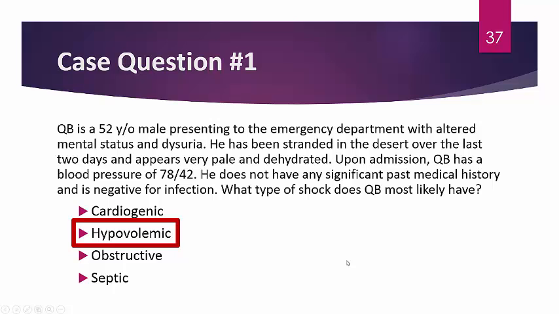The answer here is hypovolemic shock due to his dehydration and his history of being in the desert over the last couple of days. He doesn't have cardiogenic shock, which we'll learn a little bit more about whenever we talk about decompensated heart failure, since he doesn't have any past medical history for heart failure, and we don't have any cardiac output or cardiac index data on him. He doesn't have obstructive shock because he doesn't have any type of obstruction that we know of that is leading to his hypotensive state. And he is not septic as he is negative for infection. And we'll learn more about septic shock whenever we talk about distributive shock.